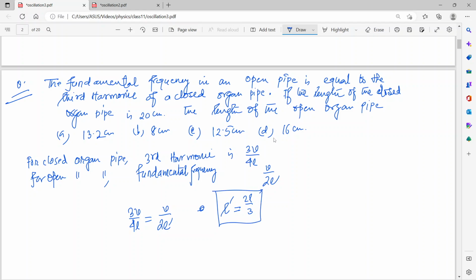L and L prime are the lengths of the closed and open organ pipe. So L prime is equal to 2 times the closed pipe length, 20 centimeter, divided by 3, so that will give you 13.33 centimeter. That means the nearest option is 13.2, right?